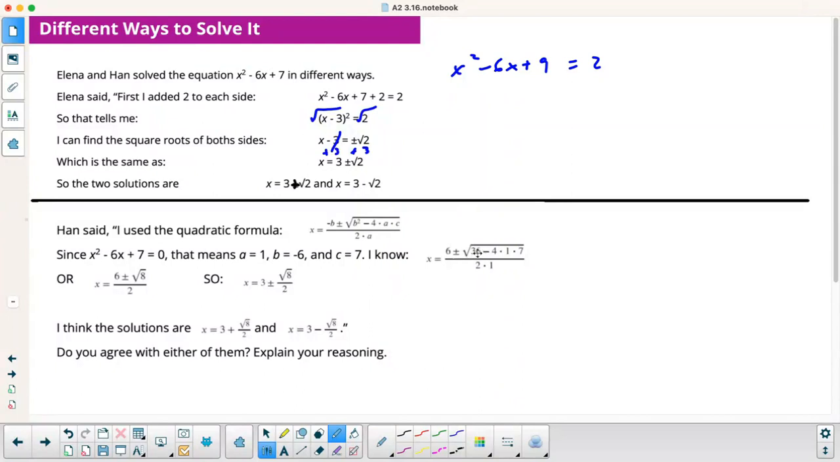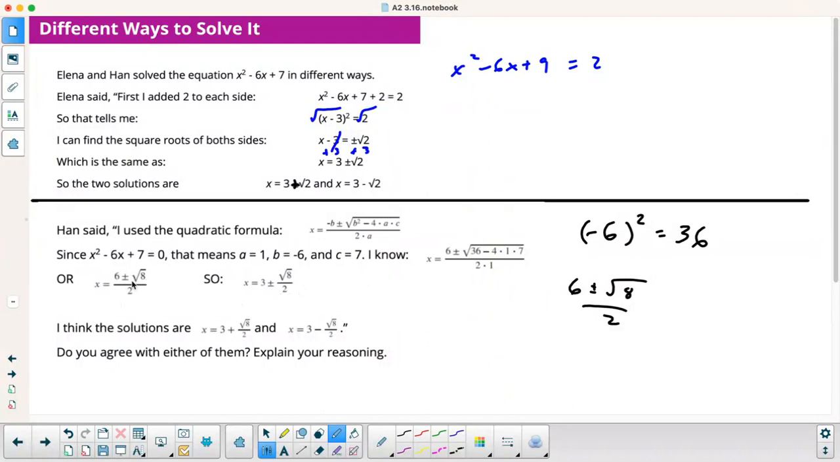You square the b. Notice this is 36, not negative 36, because when you plug it in, it's negative 6 squared, which is negative 6 times negative 6, which would give you the positive 36, okay? Negative 4 times 1 times 7, that's going to be negative 28. So what you end up getting is 6 plus or minus the square root of 8 over 2.